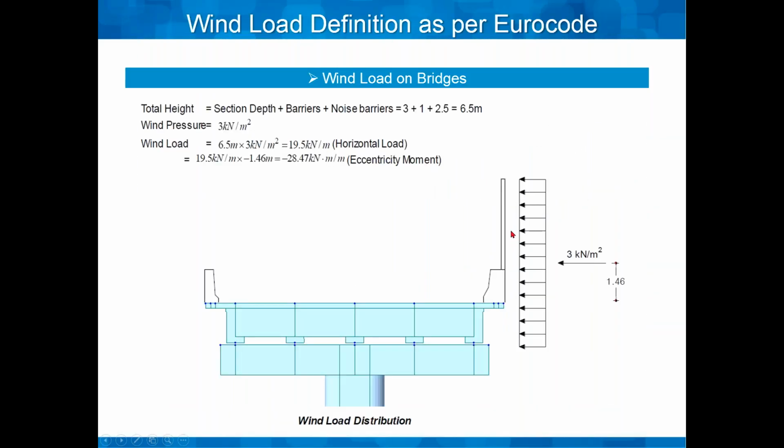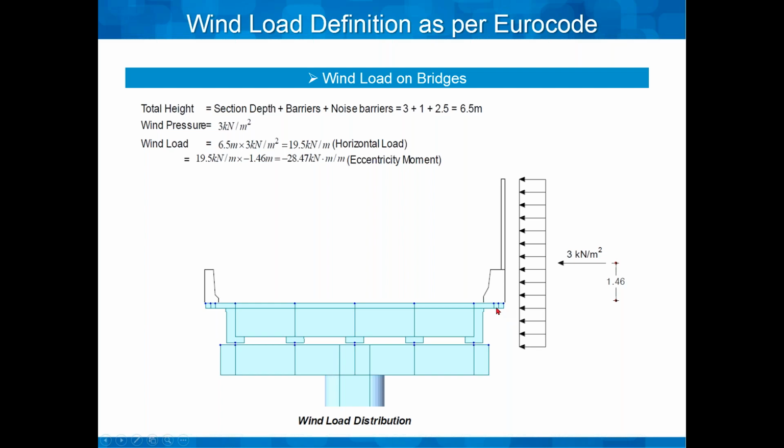Next, let's go to the wind load application. In the wind load application, we are considering the wind pressure to be applied on the bridge at 3 kilonewton per meter square. And we will calculate it with the help of section depth and barriers plus noise barrier, which total comes out to be 6.5. That's the information which we are going to provide. So the wind load is coming out to be a total of 19.5 in the horizontal direction, in this direction, and there will be some eccentric moment as well, which will be applicable at one single point.